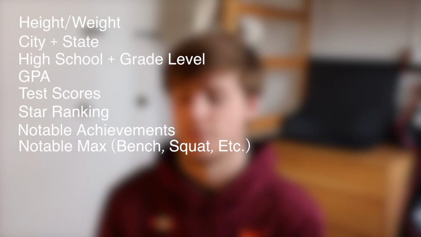So number 1 will be height and weight, city and state, high school, GPA, test scores, your star ranking if you have one, notable achievements. Try to make them short, so all state, all conference, conference MVP, a notable max for weightlifting, and then for your website, you'll put your HUDL link so people can just go to your Twitter bio, click on your HUDL, and start watching your highlight tape.